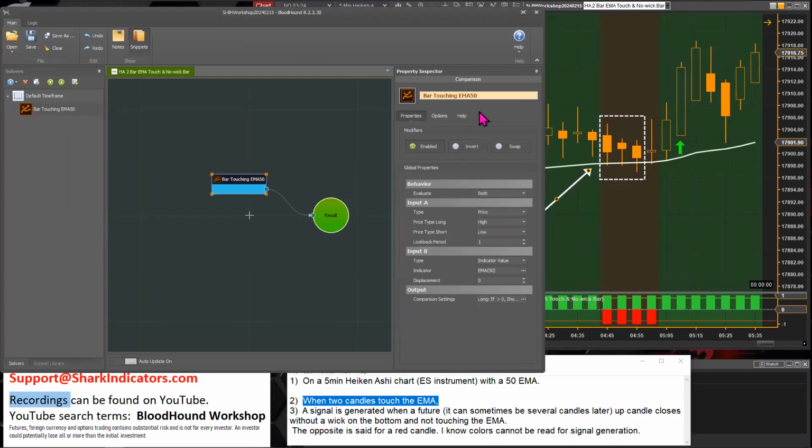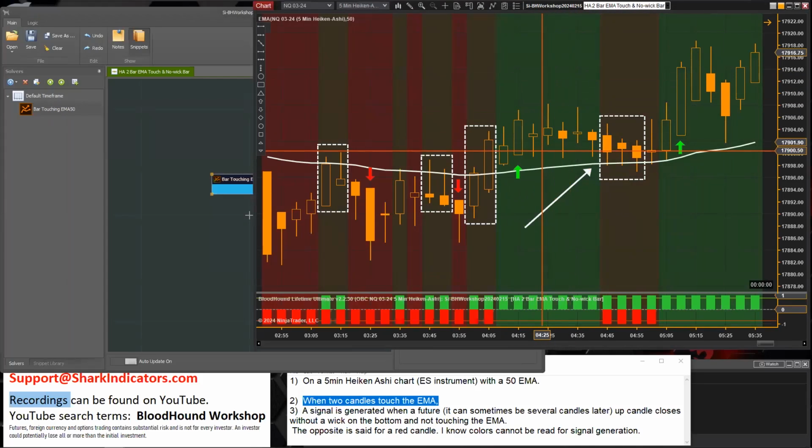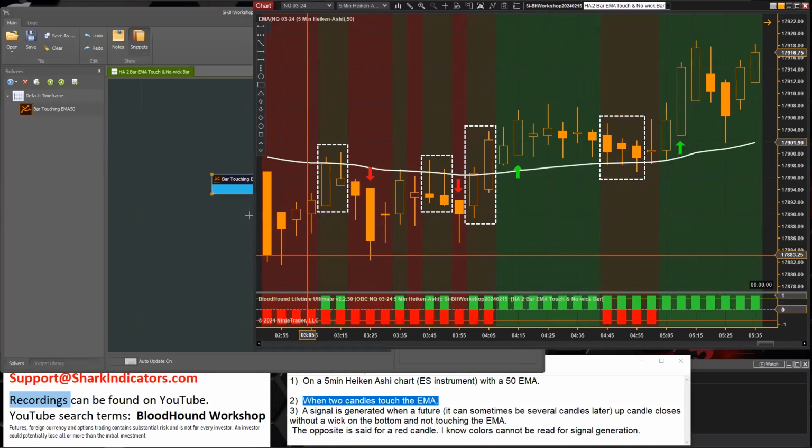So what do we have on the chart? Whenever these bar high prices are above the EMA, we have a long output. And of course, whenever the low prices are underneath the EMA, we get a short output. So what are we looking for? We're looking for when we get a long and a short output together.